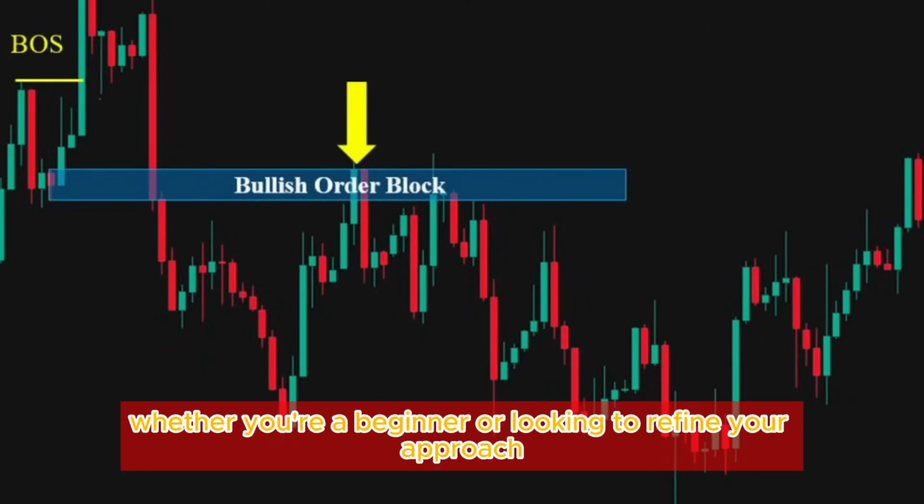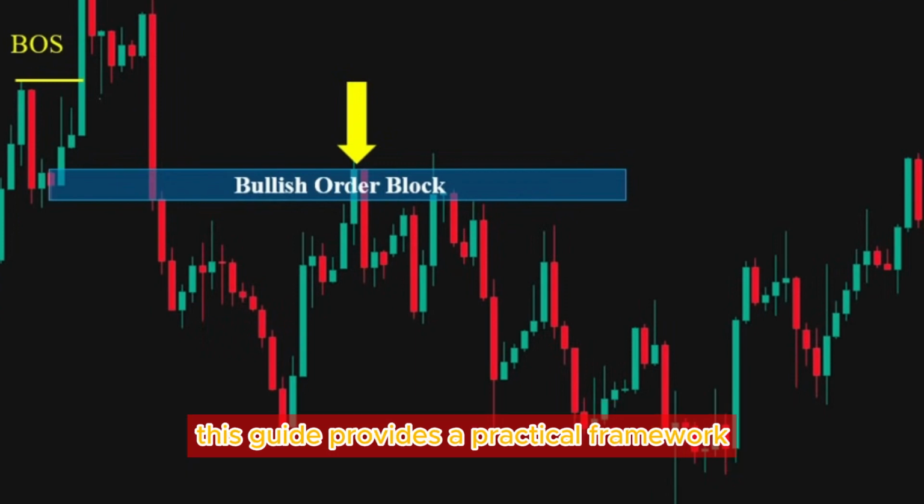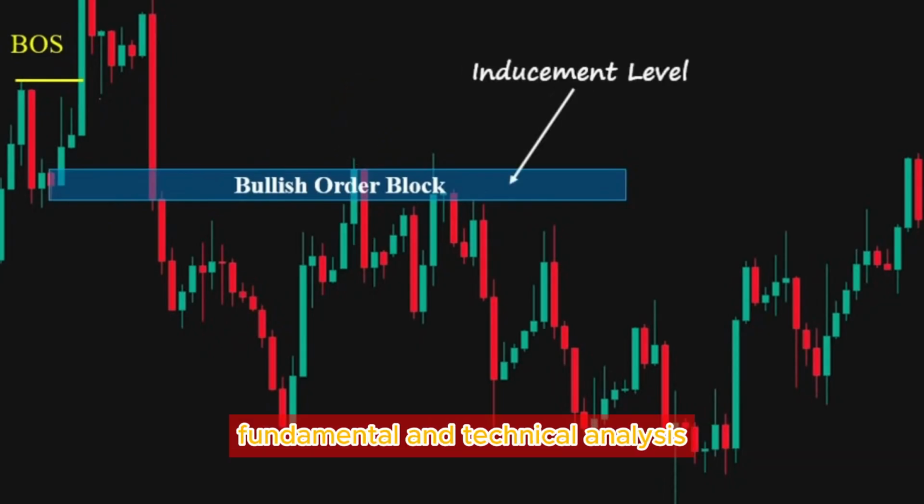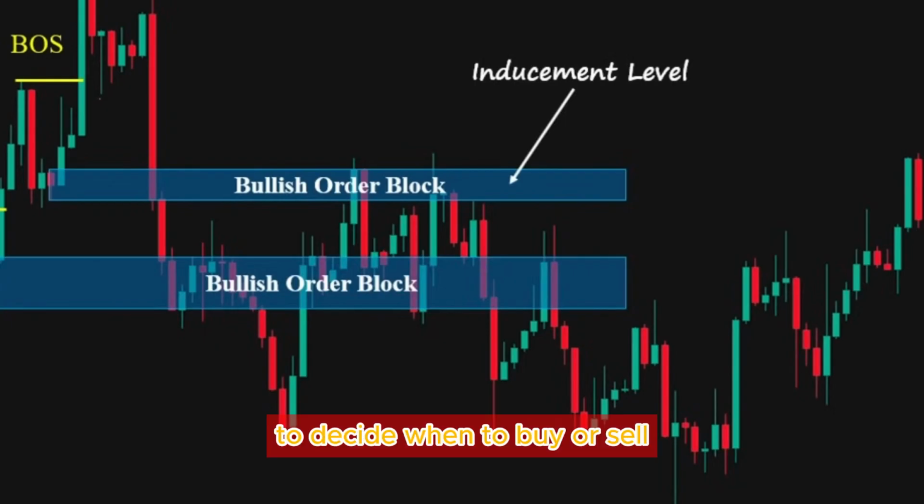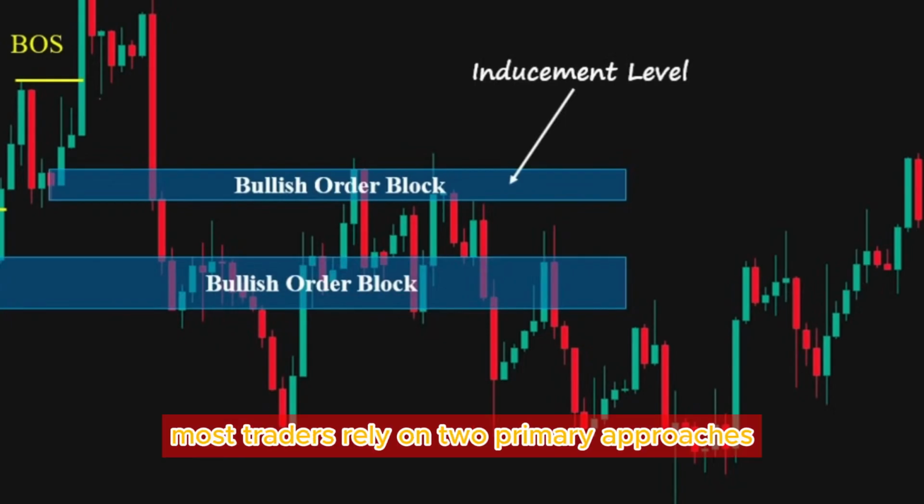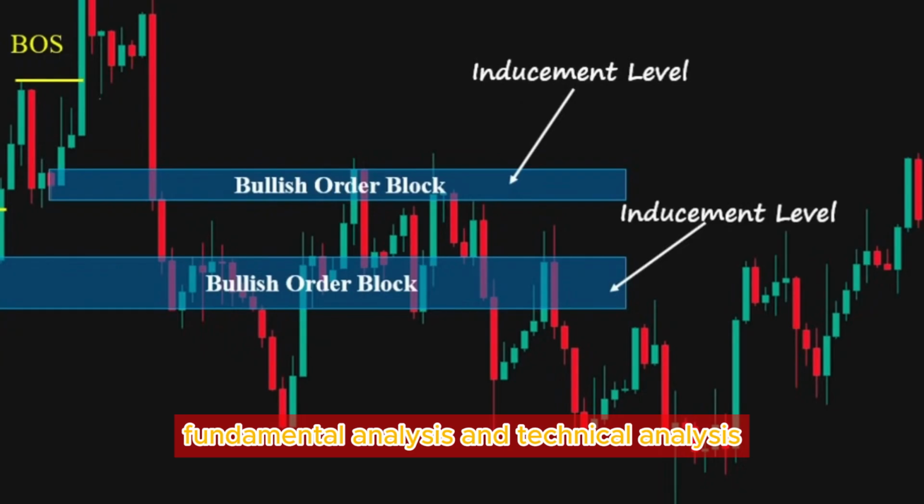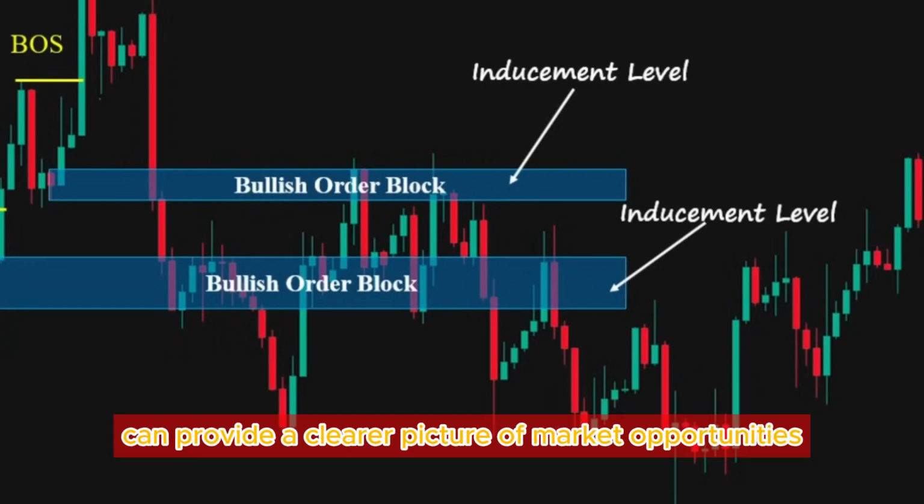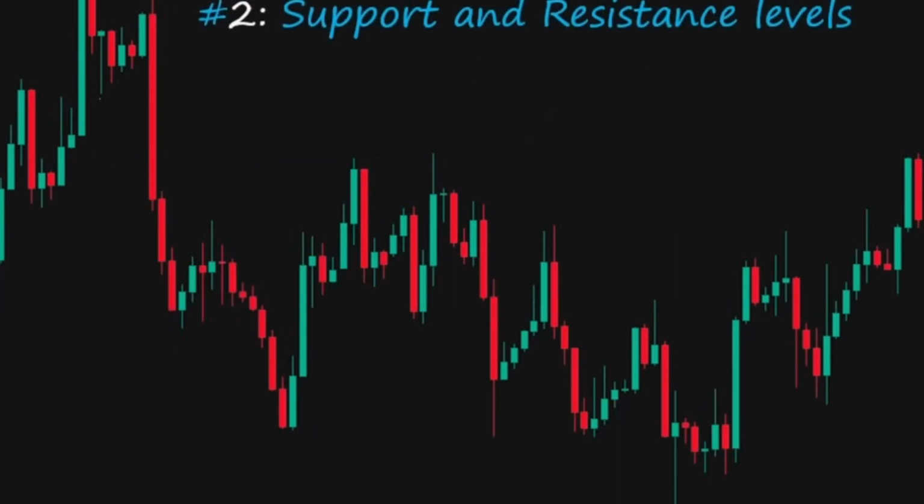Whether you're a beginner or looking to refine your approach, this guide provides a practical framework to help you make informed trading decisions. Understanding the two pillars, fundamental and technical analysis. To decide when to buy or sell, most traders rely on two primary approaches, fundamental analysis and technical analysis. These methods complement each other and, when used together, can provide a clearer picture of market opportunities.